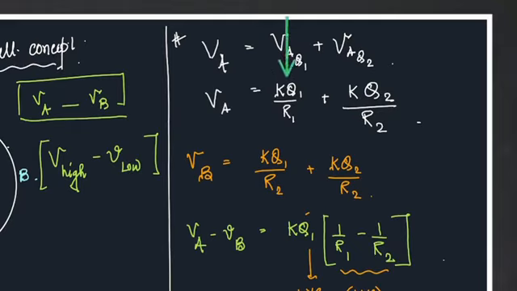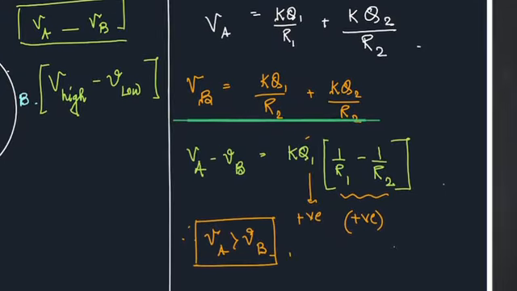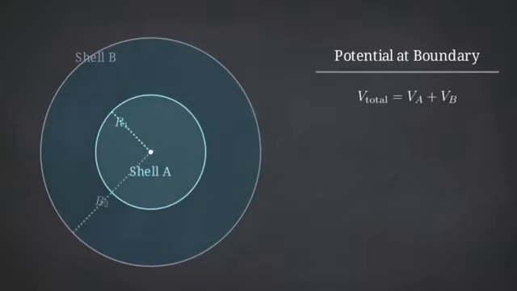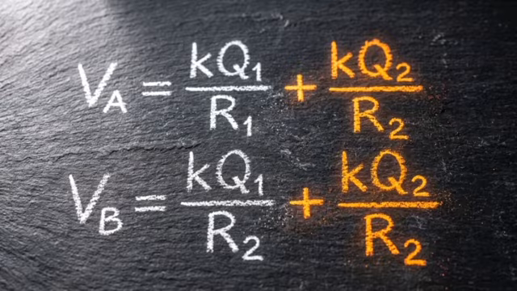VA includes the potential generated by its own charge, Q1, at its radius R1. But because this point is also inside shell B, it inherits shell B's constant internal potential, adding a second term. Next, we calculate the absolute potential at the outer boundary, VB. At this radius, we are outside shell A, using the distance-based formula, and directly on the surface of shell B. In both of these, absolute potential plays a significant role in the final value.